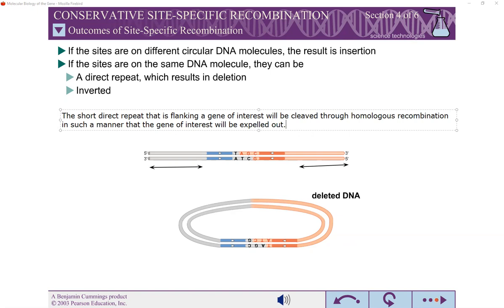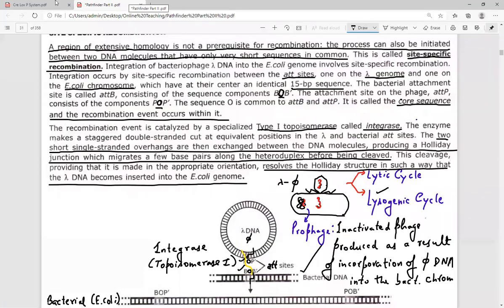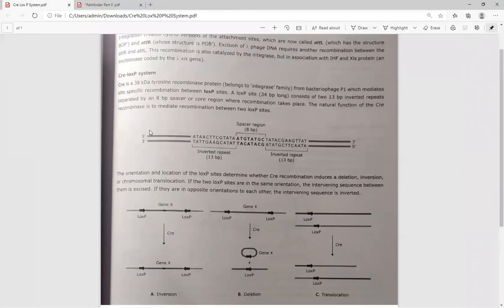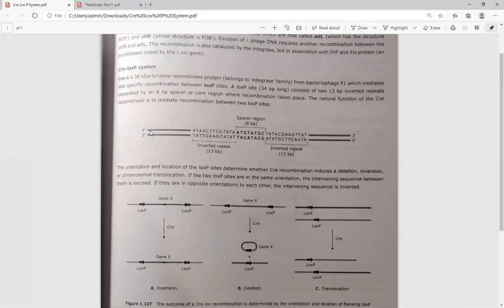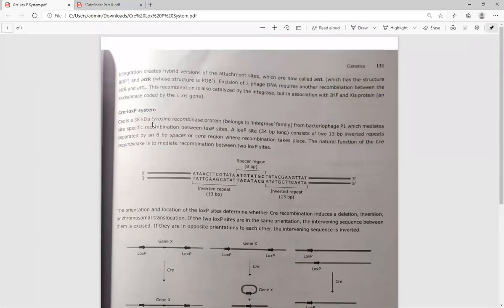Okay, this is the gene of interest that is going to be expelled out. This is what we have to study here. Now, to understand this particular point, please do look here at the Pathfinder, the new edition of Pathfinder. We must look at a system that is referred to as a Cre-lox system. Now, Cre-lox system, see, this is what has been given here.